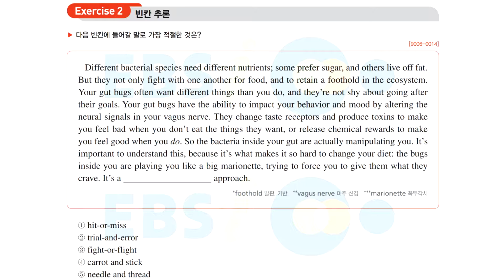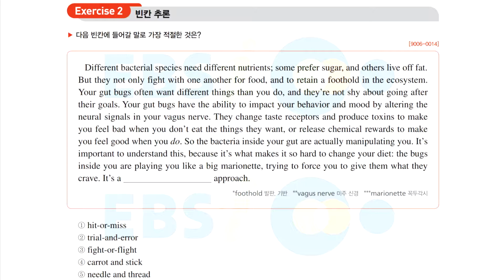Your gut bugs have the ability to impact your behavior and mood by altering the neural signals in your vagus nerve. They change taste receptors and produce toxins to make you feel bad when you don't eat the things they want, or release chemical rewards to make you feel good when you do. So the bacteria inside your gut are actually manipulating you.